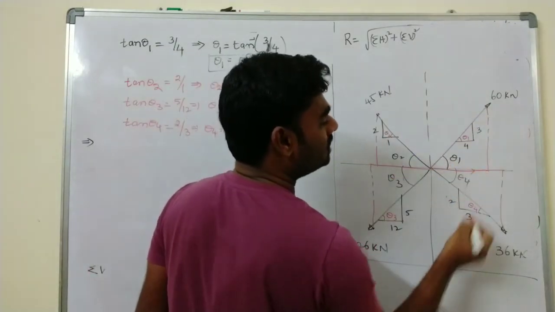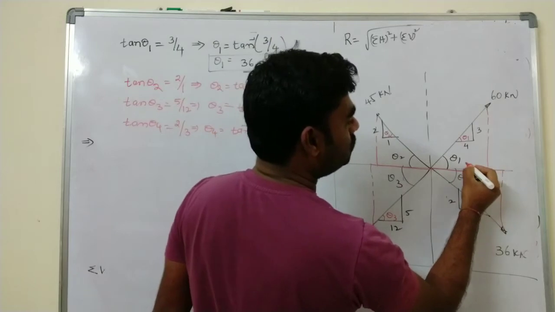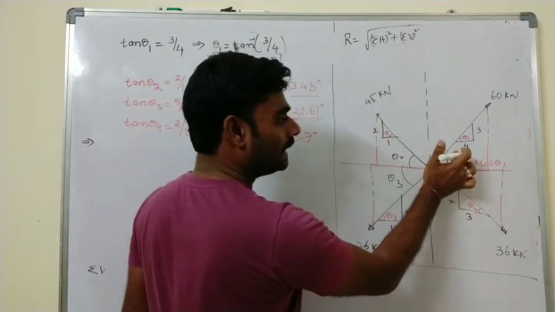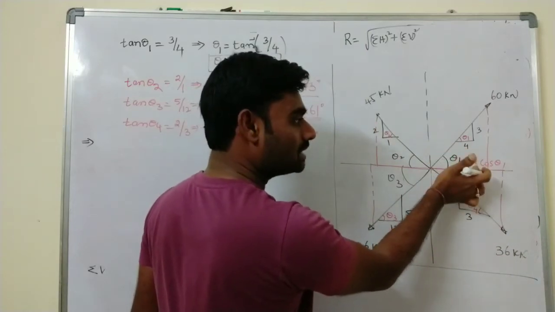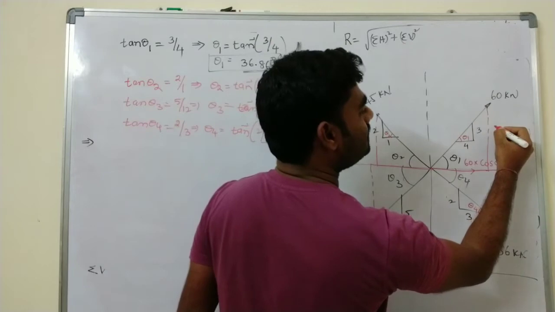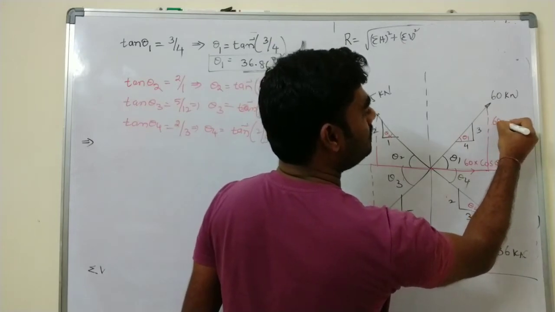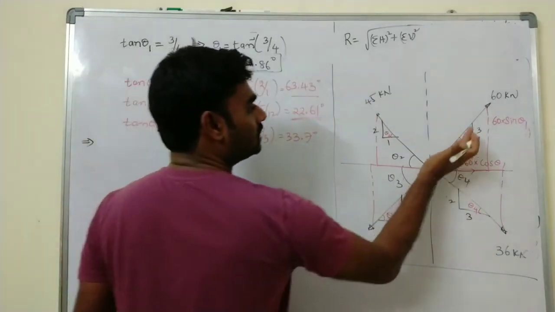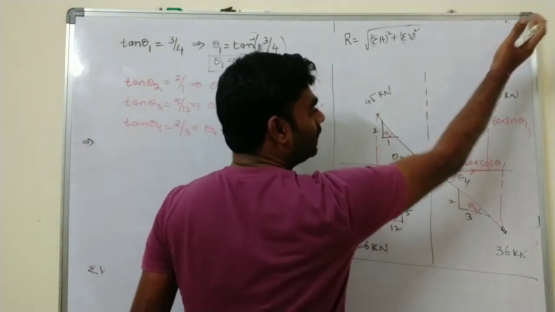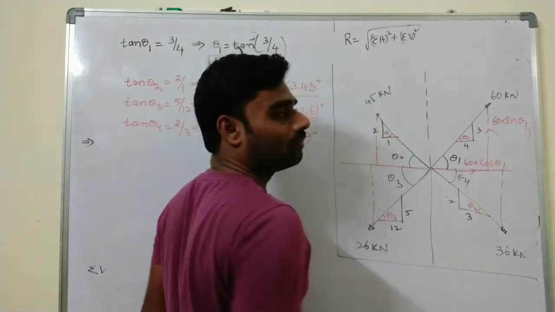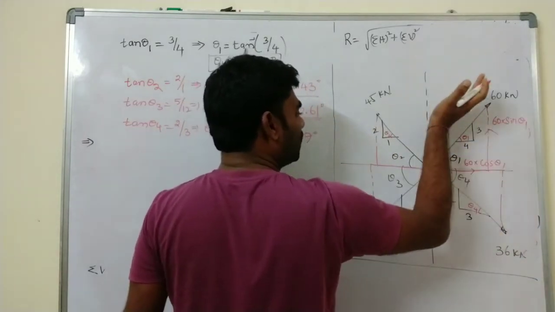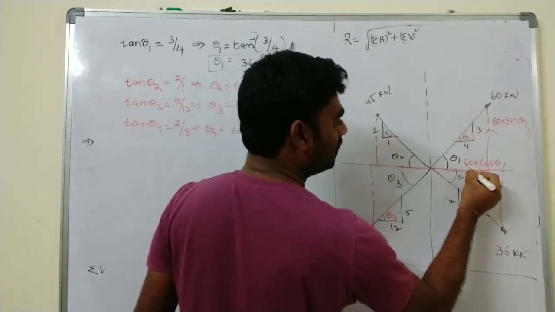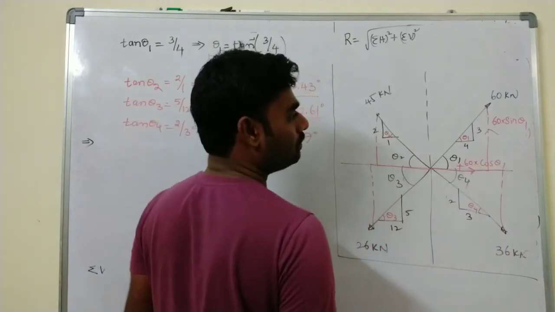Next, please consider the 60 kilonewton force. The horizontal force is 60 cos theta 1. Angle adjacent is cos, angle opposite is sine, so the vertical force is 60 sine theta 1. This 60 kilonewton force is acting in the upward direction, that's why I am taking it upward. For the horizontal force, this force is acting toward the right side, that's why I am taking 60 cos theta 1 as plus.